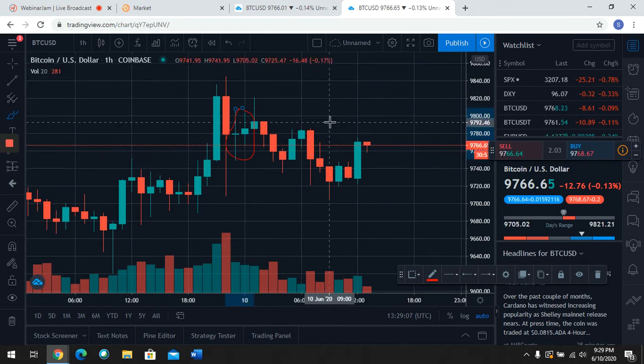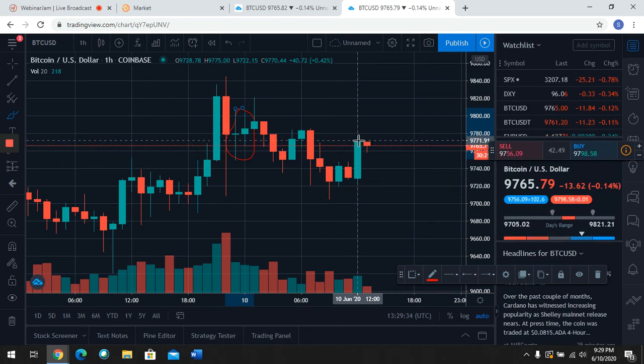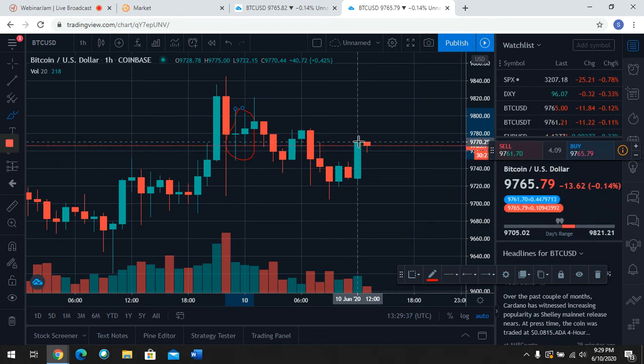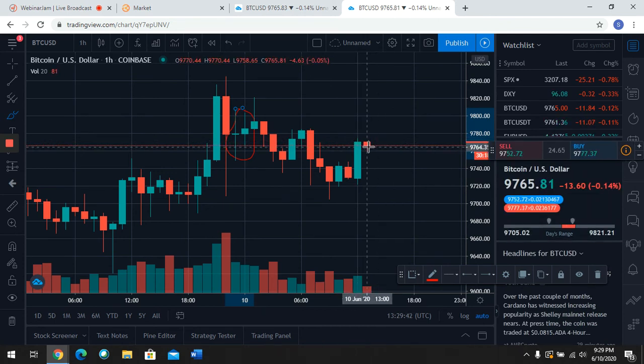Okay, so let's take now, for example, what's happening now. Basically it opens at 9728, which is here. The lowest was at 9722, just a small wick around here. Then it was able to go as high as 9775, and it closed at 9770, unable to close higher. And now we see a downtrend movement happening at this current point of time.